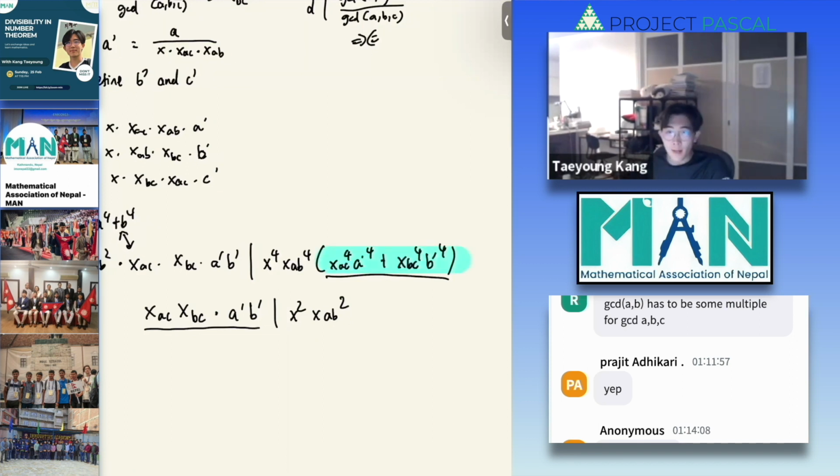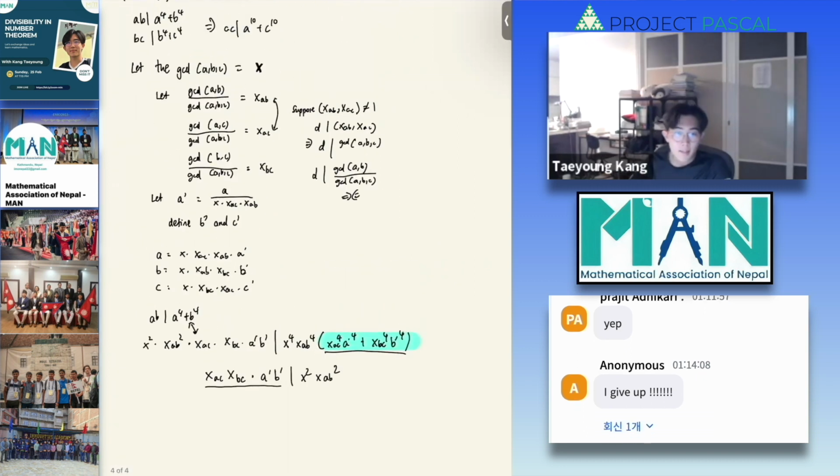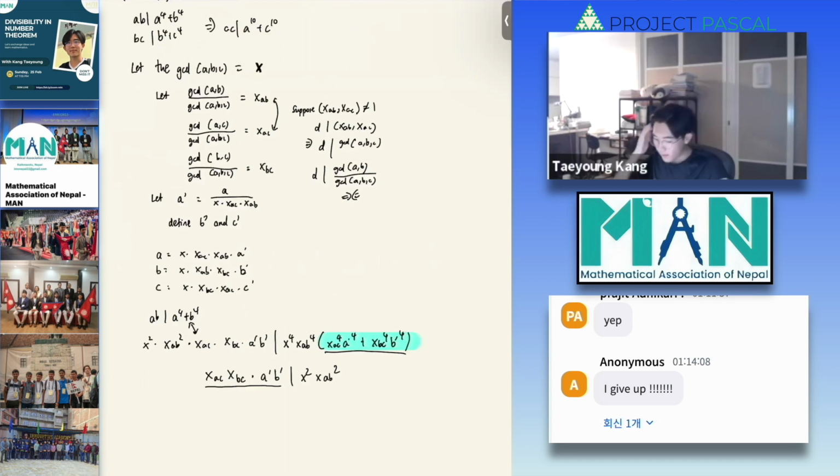And can you guys see why? You can refer to the XAC, XBC on top. Do you guys know why this cannot divide this? It's because XAC, XBC are pairwise coprime, which implies XAC does not divide XBC to the power of 4, B prime to the power of 4.